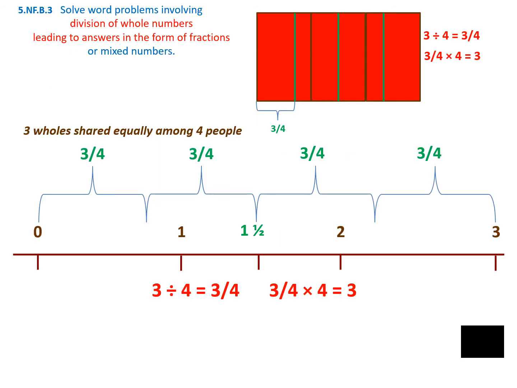Here we see a number line model and, if necessary, an area model for the same problem. And of course, we have the equations. 3 divided into 4 parts equals 3/4, and 3/4 times 4 equals 3.